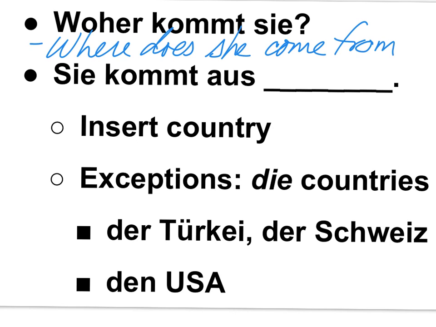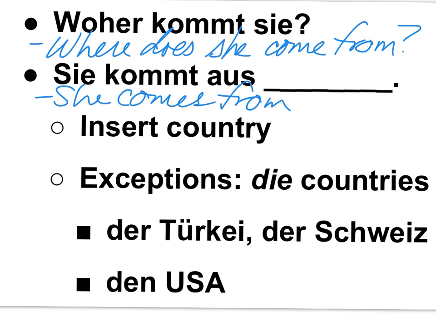Okay. When they ask you that, they're asking where you are originally from. What does sie kommt aus mean? She comes from. Okay, so then you can insert the country name in that blank. But if it's a D word country, so if it's singular, like die Türkei and die Schweiz, those D's are going to change to der. So you'd say sie kommt aus der Schweiz.